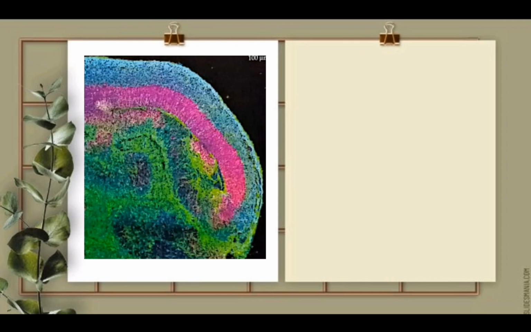This is an image of a brain organoid through fluorescent microscopy. The neurons here are labeled green and are enriched in the outermost layer of the cortex, while the neural stem cells are labeled in pink.